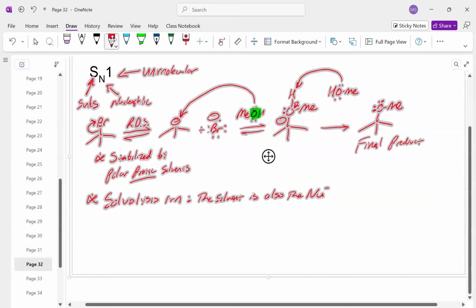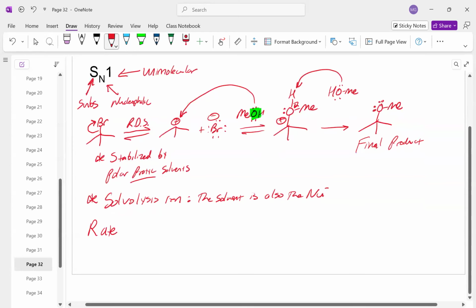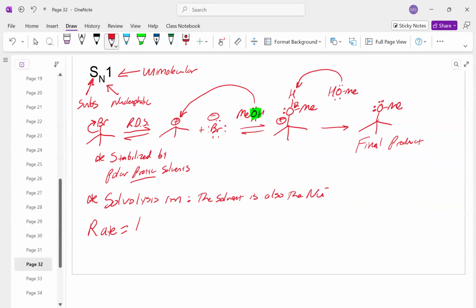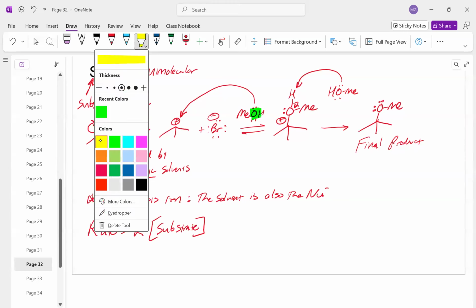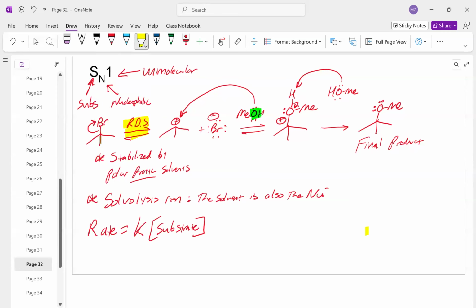And then finally, just a word about the kinetics. And I mentioned this earlier, but I'll highlight it again. The rate is dependent upon the concentration of the substrate only, not the nucleophile. Because again, look at the rate determining step. The rate determining step involves the leaving group leaving. It does not involve the nucleophile at all.